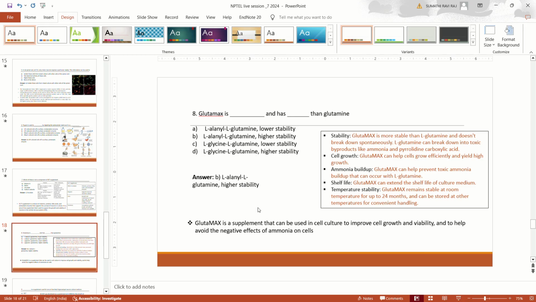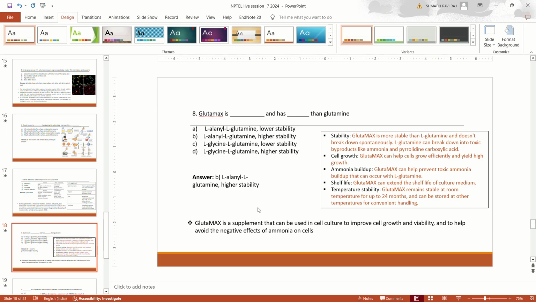carboxylic acid. Cell growth: Glutamax can help cells grow efficiently and yield high growth. Ammonia buildup: Glutamax can help prevent toxic ammonia buildup that can occur with L-glutamine. Shelf life: it can have an extended shelf life in the culture media, and for temperature stability it remains stable at room temperature for up to 2 years and can also be stored at different temperatures for convenient handling.